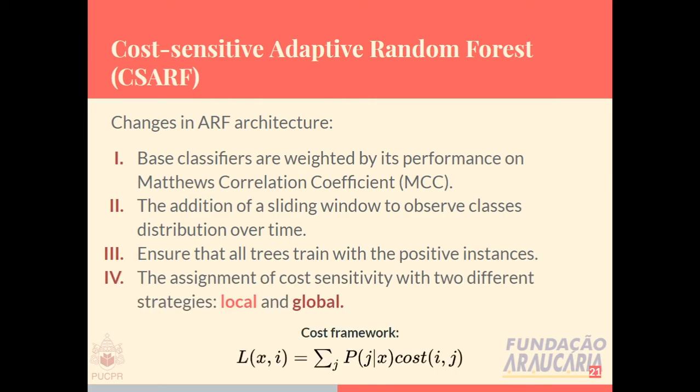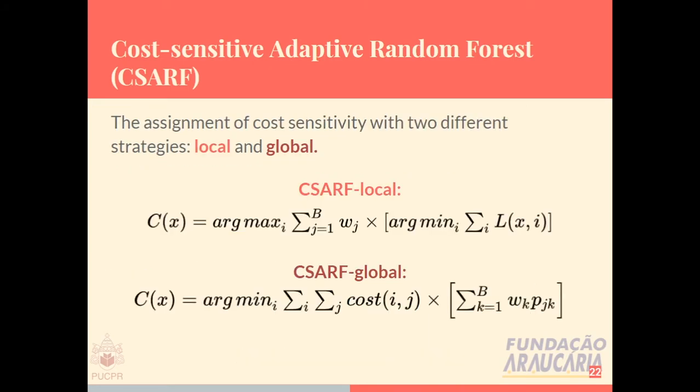And the last change is cost sensitivity through two different strategies, local and global. This change is based on the use of the cost matrix by changing the weighted majority vote in two ways. Use the cost framework, this cost framework that I talked about earlier. The first is CSARF local, which uses the misclassification costs to influence the output of the basic classifiers before the combination of the votes. This means that every tree's output when predicting an instance is going to be influenced by the cost matrix. After that, the weighted majority vote is computed.